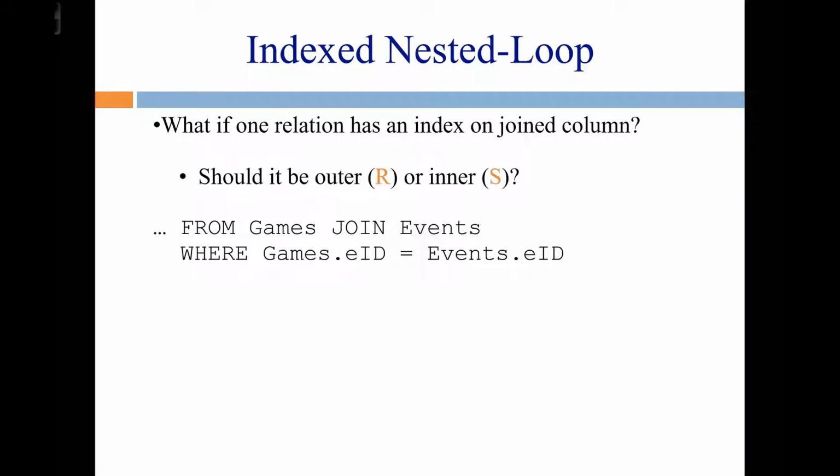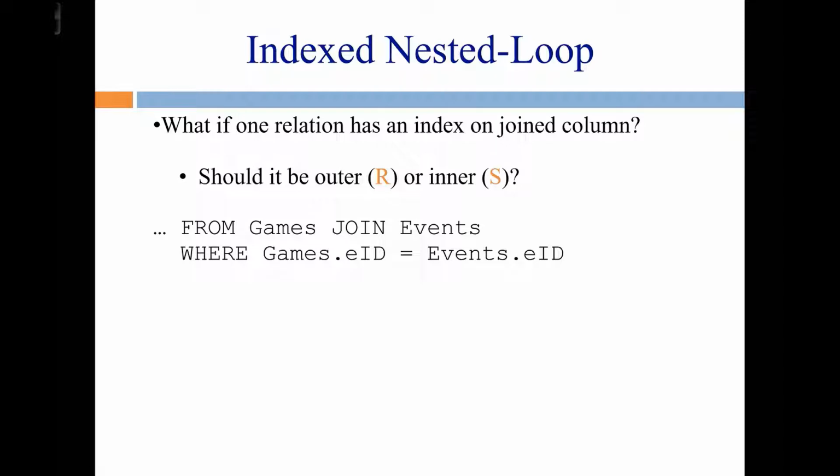There's still one big missing piece from all of this, and that is we've been assuming there are no indexes. And sometimes there aren't, and you just have to do the full nested loop join. But what if there was an index on one of the columns involved in the join condition?